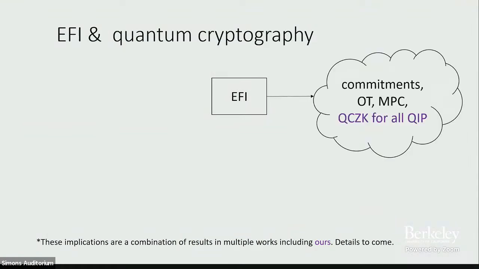So let's see. We show how the EFI fares. First from EFI, we already know that you can do commitments, oblivious transfer, and multiparty computation. We show that if you add to the bunch, you can do quantum computational zero knowledge for all of QIP. We'll talk about it a bit more.